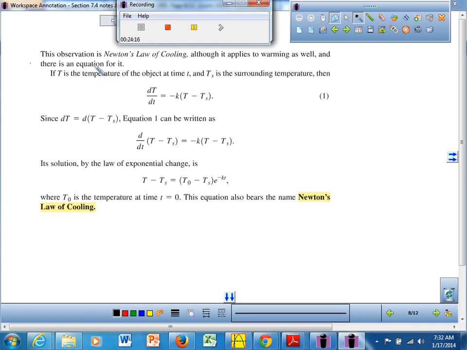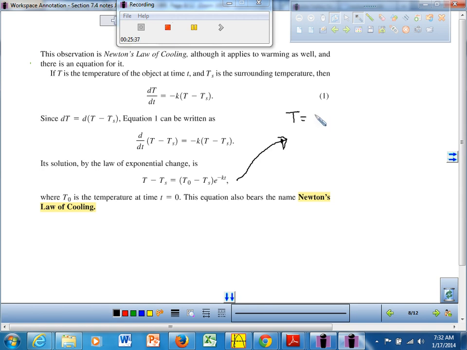So this observation that I just described is called Newton's law of cooling. Here's where we need to identify what we're talking about. When solving this differential equation, we end up with T minus T sub s equals the quantity T sub 0 minus T sub s times e to the negative kt. Well, we need to know what all those T's are. Unfortunately, there's a lot of T's. So capital T is the temperature at any time.